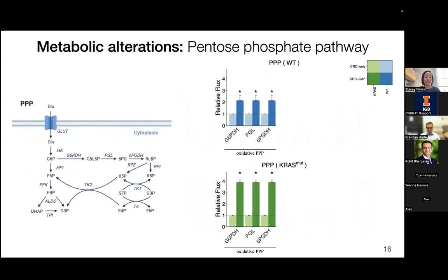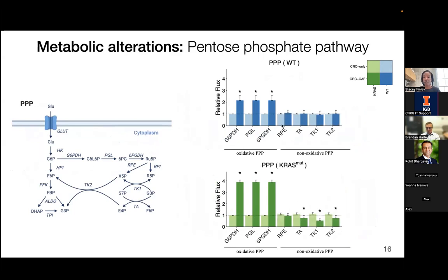We can also look at what's happening in the pentose phosphate pathway, both the oxidative arm of the pathway and the non-oxidative arm. So for oxidative pentose phosphate pathway, we also see a coordinated increase in the fluxes through those reactions. For non-oxidative arm, either there's no change or maybe a slight decrease in the flux when we're considering cells that have the KRAS mutation.